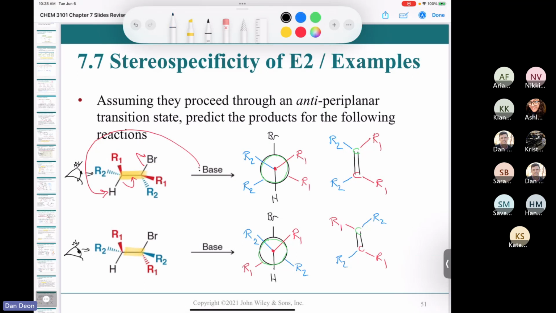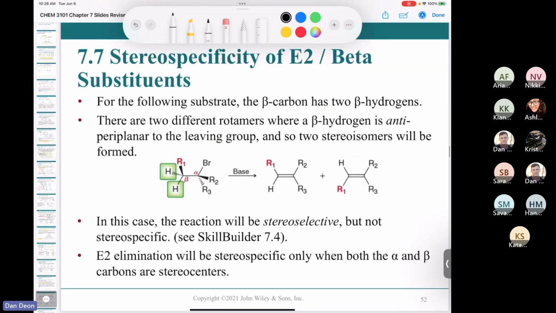So in the first case, we ended up with these two groups and these two groups being the same. So this would technically be a cis compound and this would be a trans. But sometimes we just have to use E and Z.